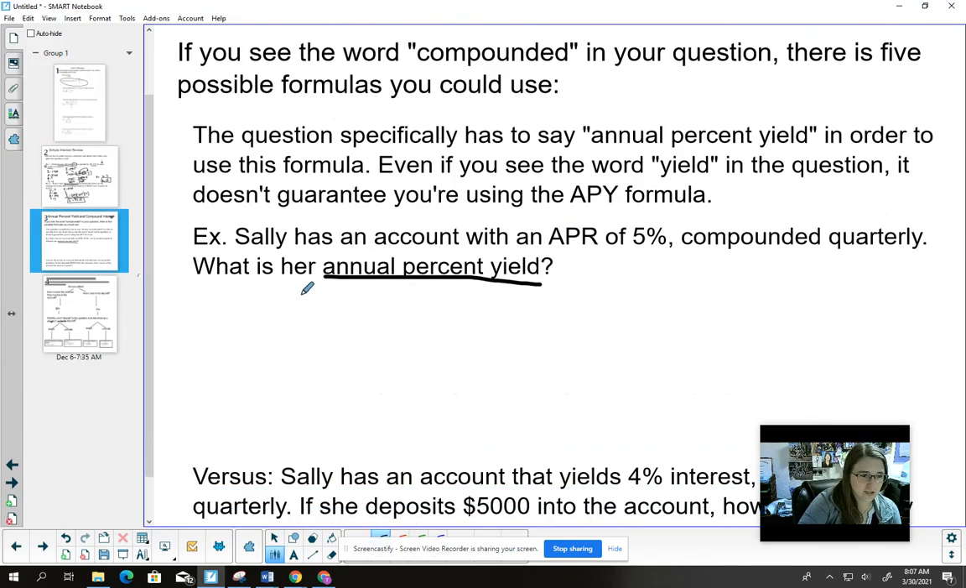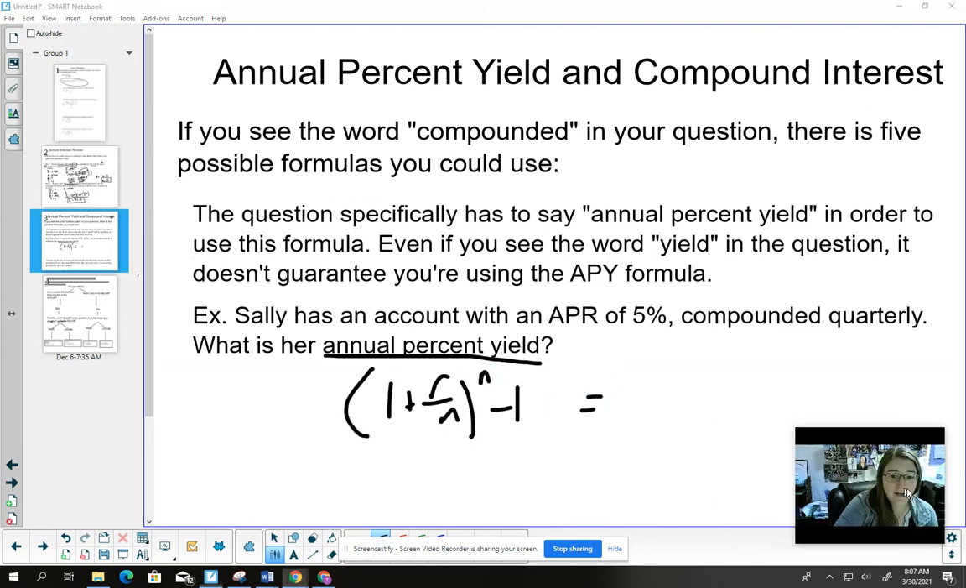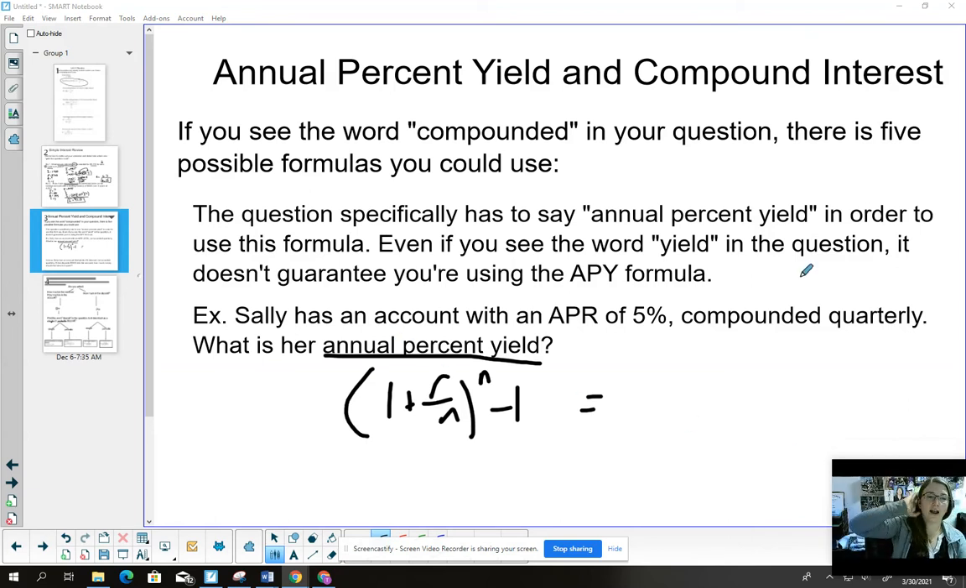So try that one real quick, actually. Let's copy that formula over for annual percent yield. 1 plus R over N to the N minus 1. Go ahead and plug it in and see. Remember that, again, our answer is going to be a percent. It's going to come out of our calculator as a decimal, but then we want to write it as a percent. So go ahead and try that.